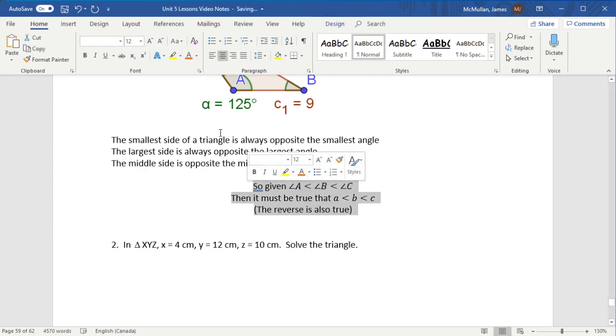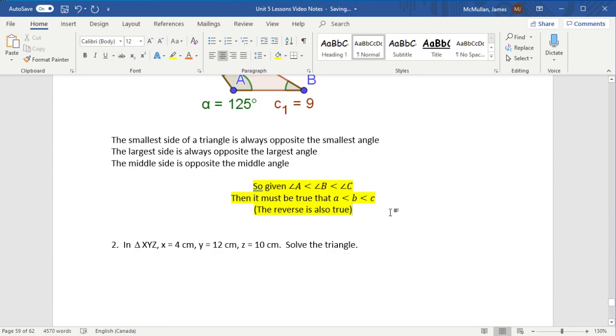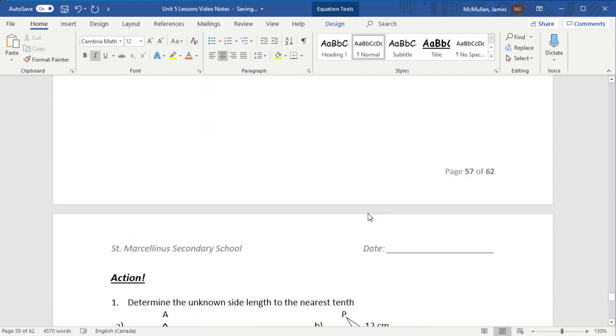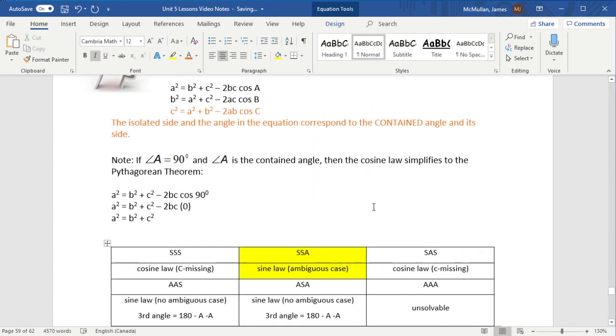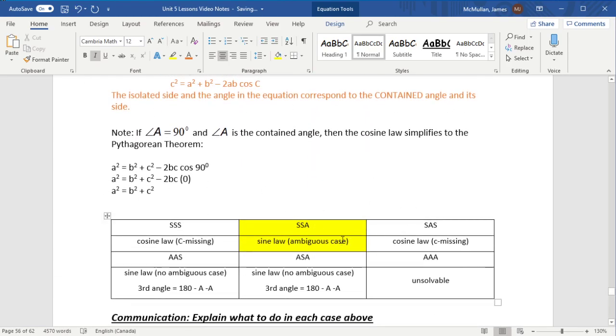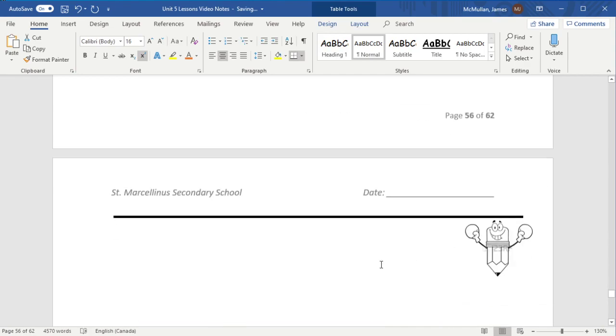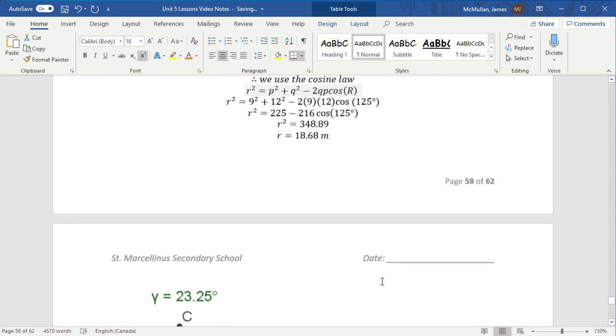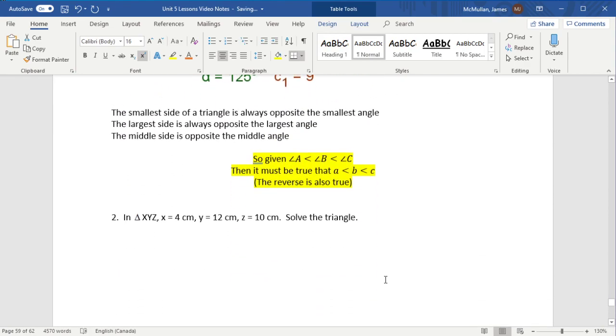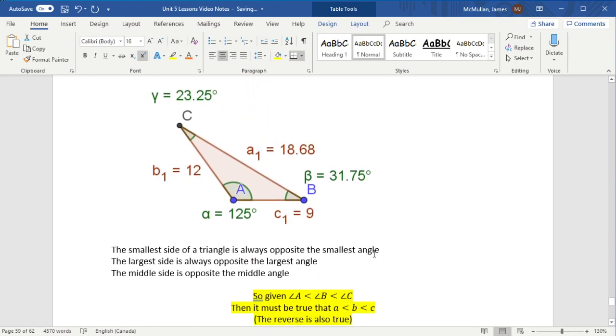Okay, this is really important. You will save mistakes if you can remember this. The order of the angles from smallest to largest is the same as the order of the sides from smallest to largest. This is how we are going to dodge the ambiguous case in every circumstance except the one we talked about yesterday. But we're going to use this to dodge the ambiguous case every other way.